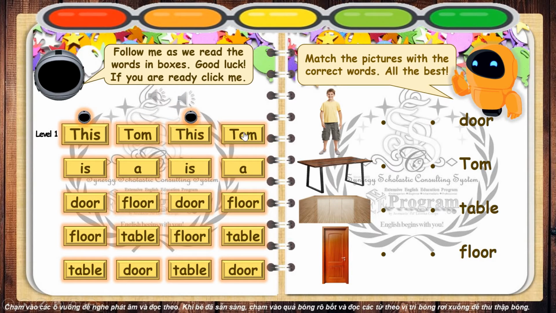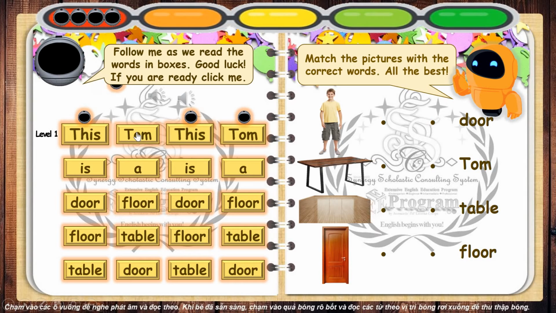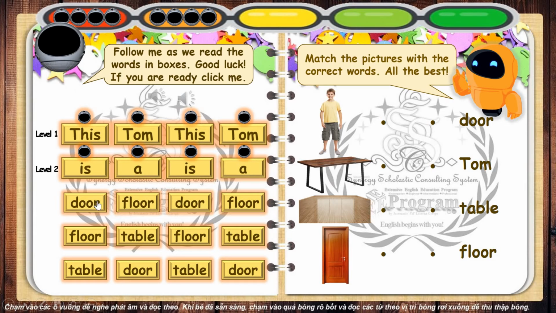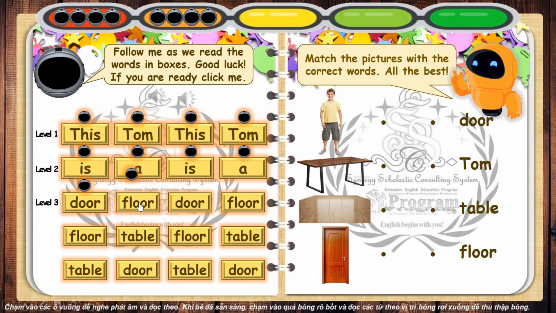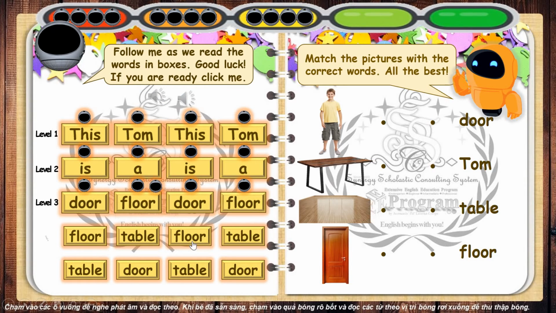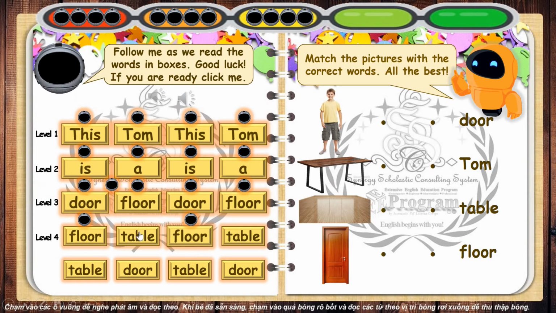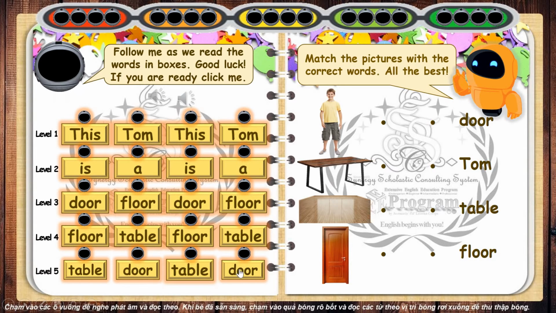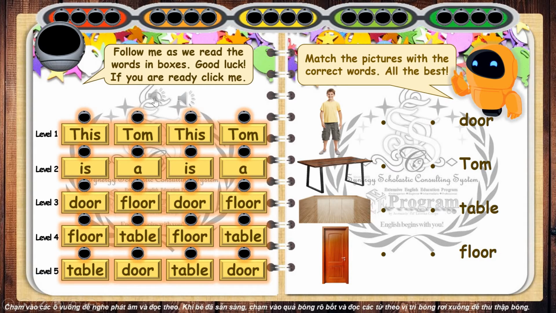This, This. this, This. Tom, Tom. Tom, is, Is. is, Is. Ah. Ah. Ah. Ah. door, door, floor, floor, door, door, floor, floor, floor, floor, floor, floor, table, table, table, table, table, table, door, door, door, door, table. table. Okay, except for this too.